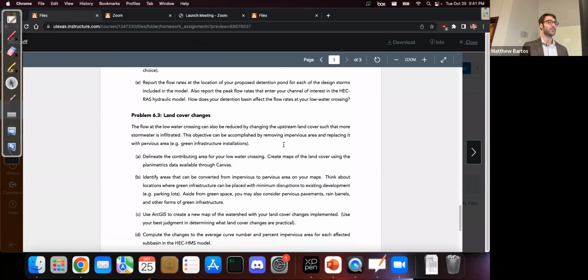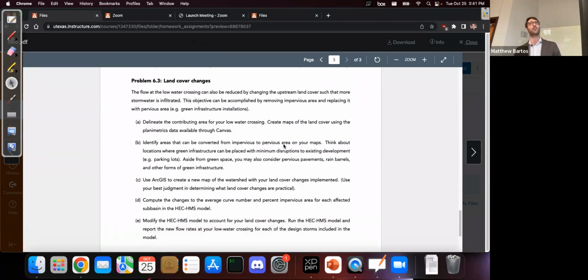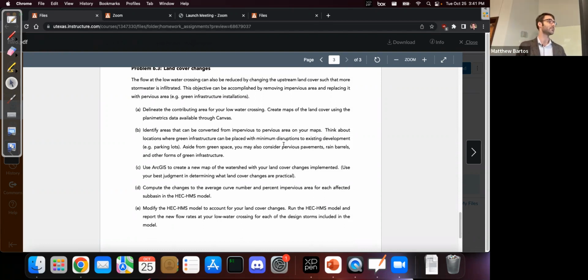And the land cover changes will also be done primarily in ArcGIS and HEC-HMS. So what you'll be doing is downloading land cover data, figuring out the contributing area to your low water crossing, and then making modifications to the land cover data to change effectively the curve number and try to reduce the amount of runoff. That will primarily be done through ArcGIS in terms of the planning, and then HEC-HMS in terms of the simulation.